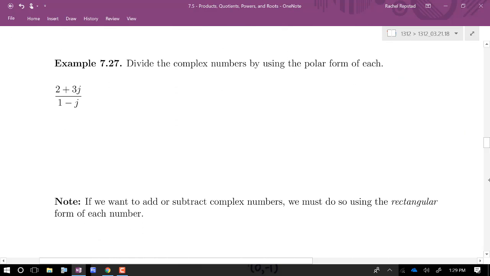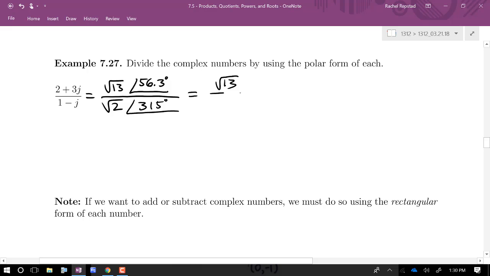So let's do another one. We're going to divide now by using the polar form for each. These are the same numbers we just did, so we don't have to find the polar forms over again. We can just reuse the ones we did before. So we got root 13 at an angle of 56.3 divided by root 2 at an angle of 315. So now we're going to divide root 13 over root 2. And what do we do with the angles? Subtract.